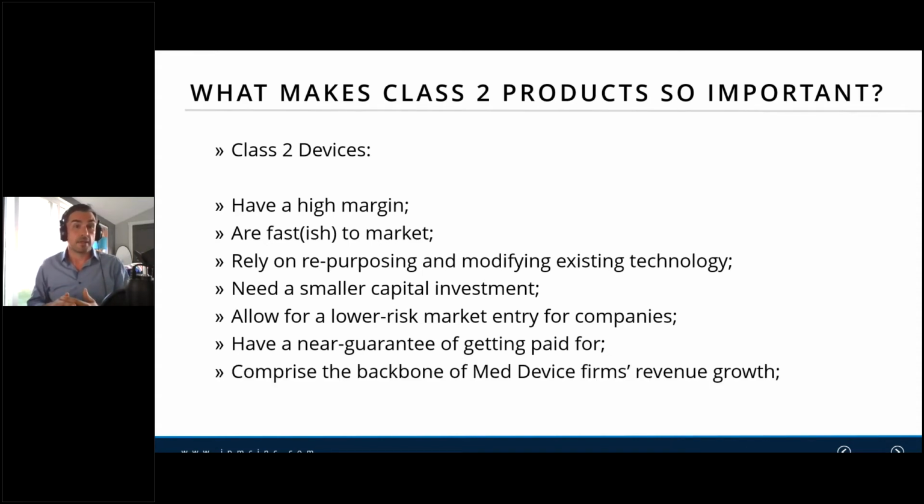And they comprise the backbone of med device firms' revenue growth, right? So that 80% number that the FDA is currently processing of class 2 products, that's an important number to remember because potentially your company, more than likely your company, if you're listening to me right now, has got a number of 510K products that they're trying to push through their system. Furthermore, most companies you go to are going to have a pretty hefty number of 510K products that you're going to need to be managing. So just keep in mind that this is going to be an evergreen set of products for you to understand and be able to shepherd through the process.